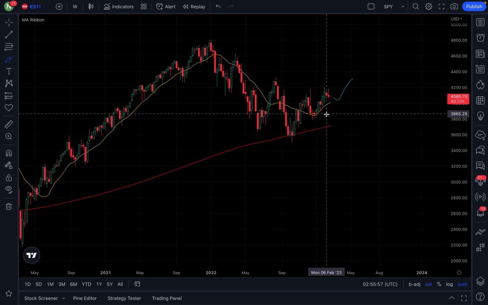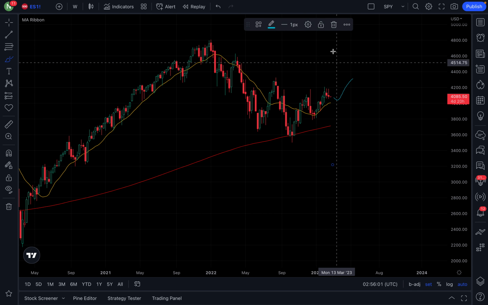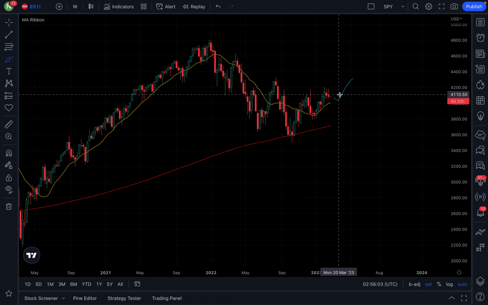Right now, there is no trade setup. There is no trade setup right now. We are just watching the market, seeing what it wants to do.